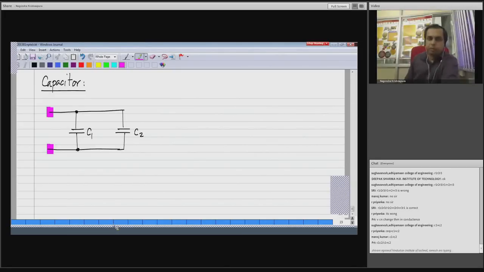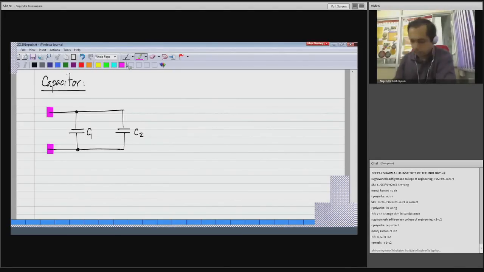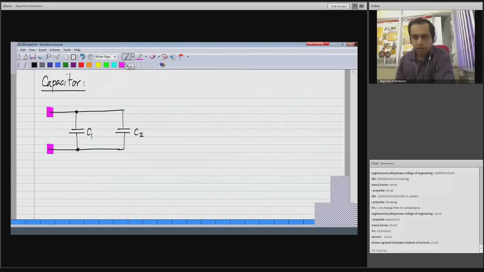I think many people answered this immediately. The answer is C1 plus C2. Okay. Now we'll see how that is. Again, if you use this procedure systematically, you will get the answer automatically, without any confusion.